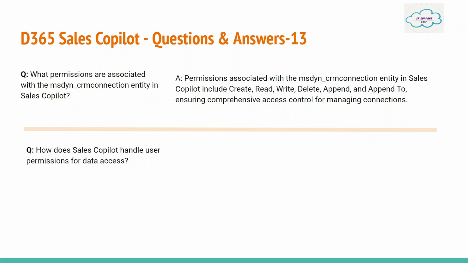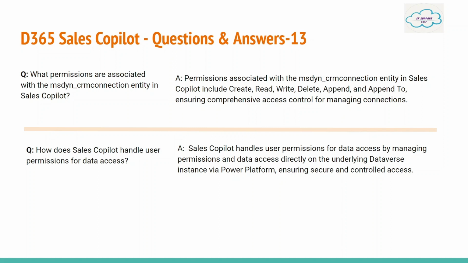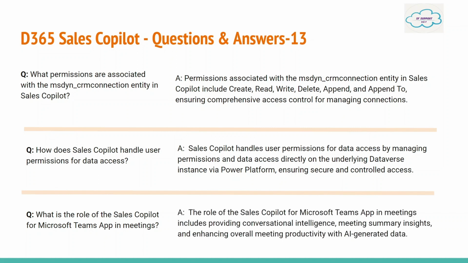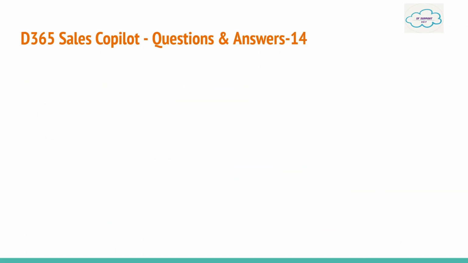Question. How does Sales Copilot handle user permissions for data access? Data access by permissions can be managed by managing permissions and data access directly on the underlying Dataverse instance via Power Platform, ensuring secure and controlled access. Question. What is the role of Sales Copilot for Microsoft Teams app in meetings? This includes providing conversational intelligence, meeting summary insights, and enhancing overall meeting productivity and AI generated data.